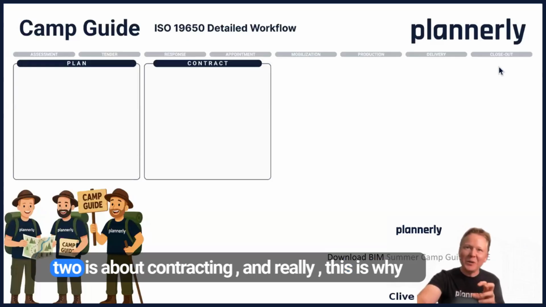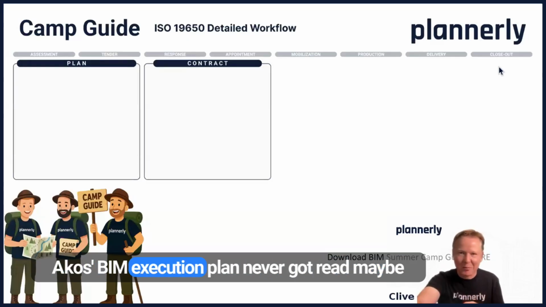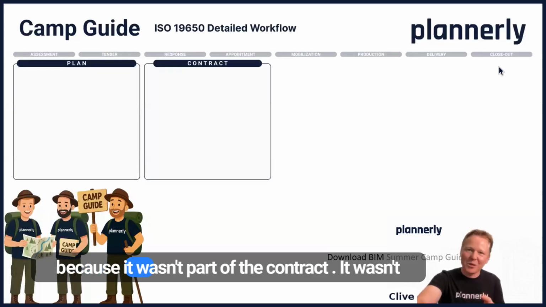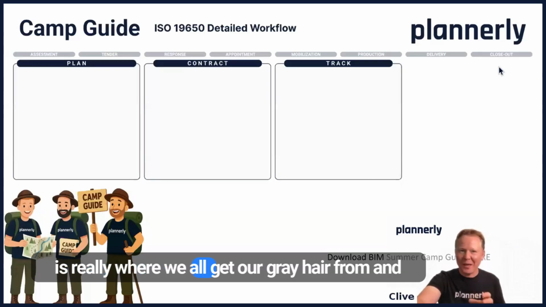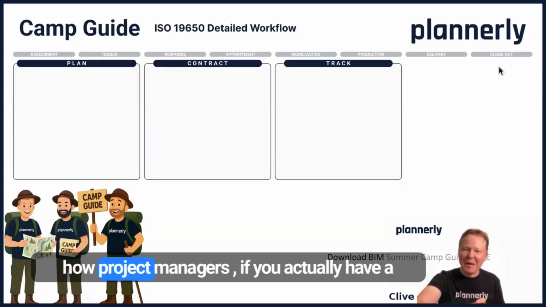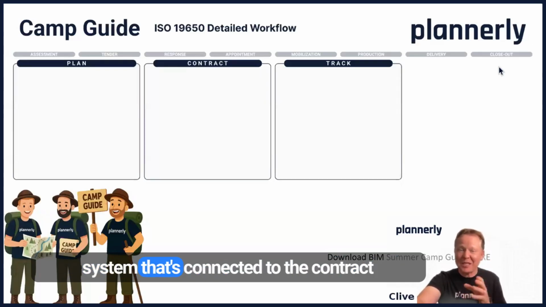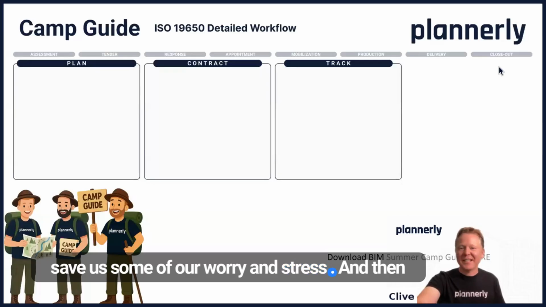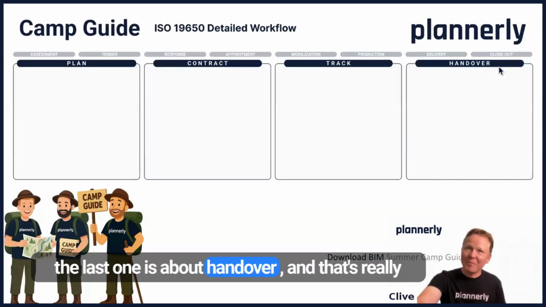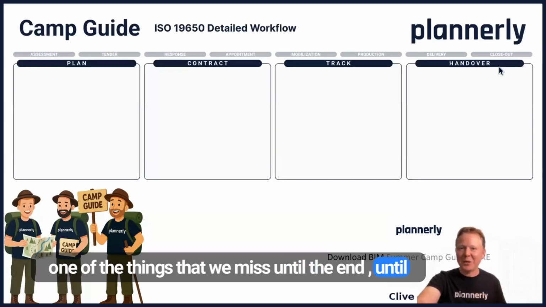And then session 2 is about contracting. And really, this is why the BIM execution plan never got read, maybe, because it wasn't part of the contract. It wasn't important. Then the third one is tracking. And this is really where we all get our gray hair from, and how project managers, if you actually have a system that's connected to the contract requirements and automatically tracked, it might save us some of our worry and stress. And then the last one is about handover. And that's really one of the things that we miss until the end, until handover day.